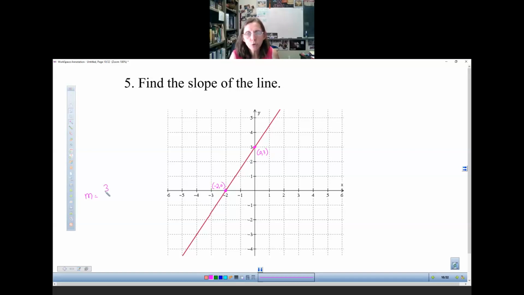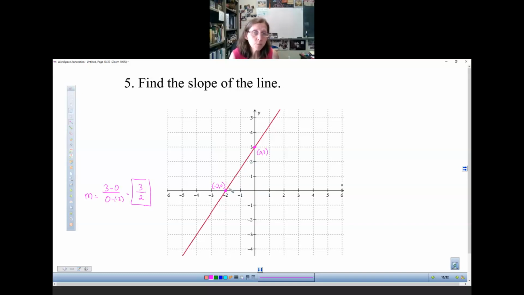So I'm going to have 3 minus 0 over 0 minus negative 2. And this is going to be 3 over positive 2. And if I accidentally got a negative in there, I know it would be wrong because I know I have a positive slope. The other way you can do this is if you can find these 2 points, you always move from left to right.